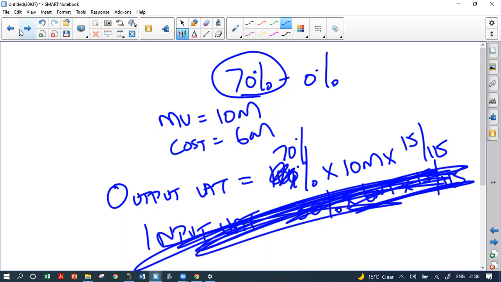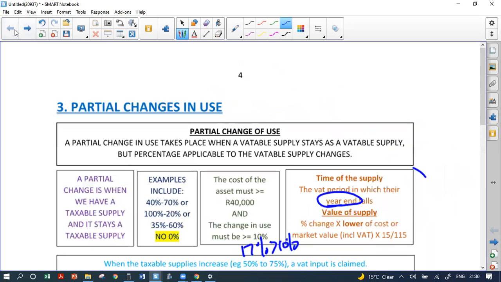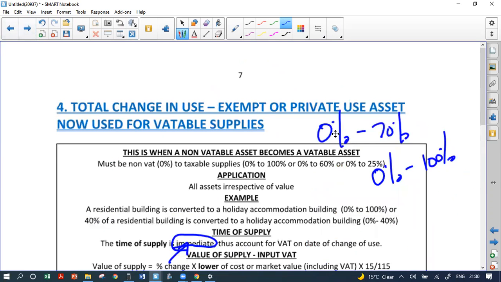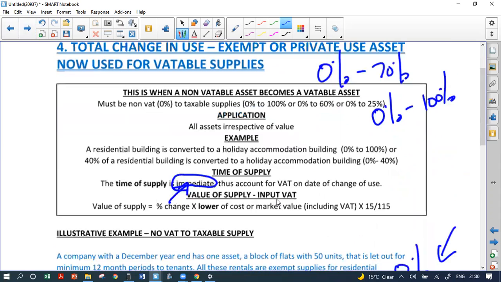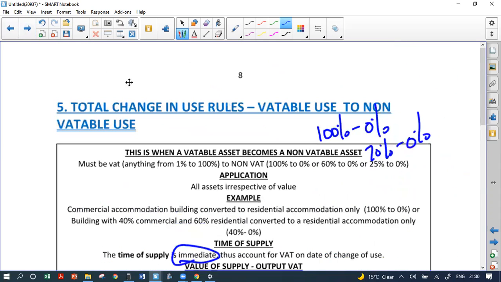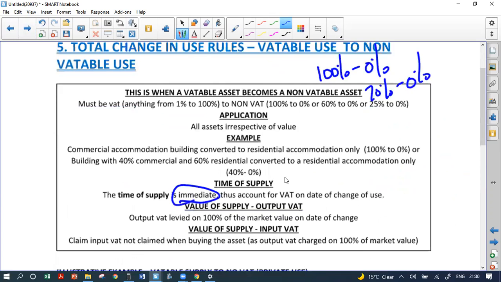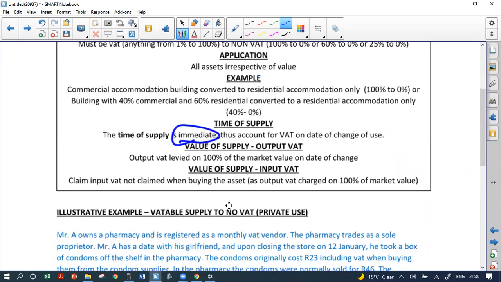But you've got 3 types of change in use, guys. You need to know them. Partial: 35 to 60, 100 to 20, 40 to 70, no zeros. Then you've got 0 to something, and this is how you do it. And then you've got 100% down to something, which is this one, and this is how you do it. Total changes in use, you do immediately. Partial changes in use, you wait until the year-end VAT return to do that. Okay, and you guys need to just bear this in mind.